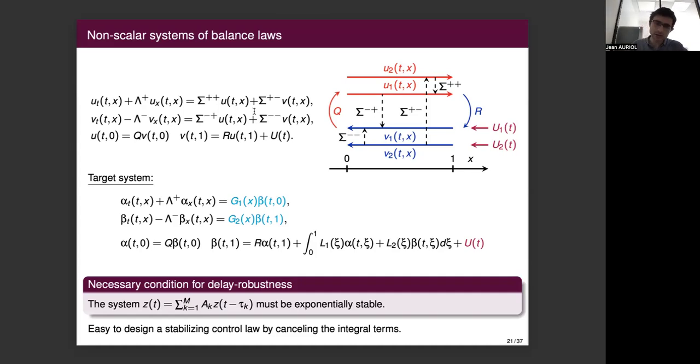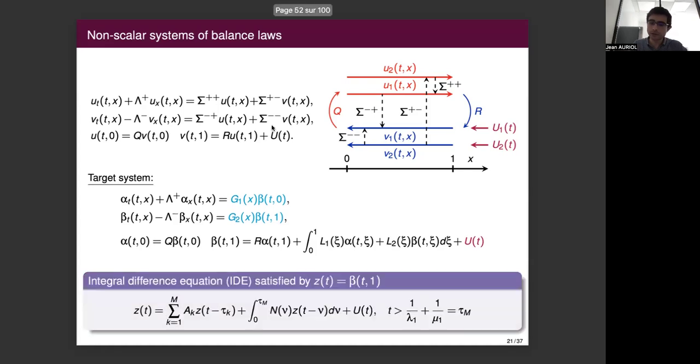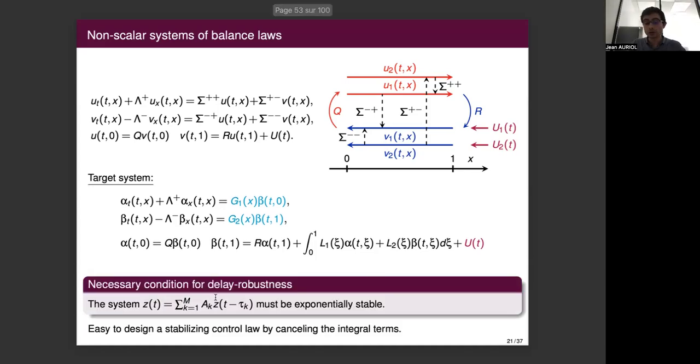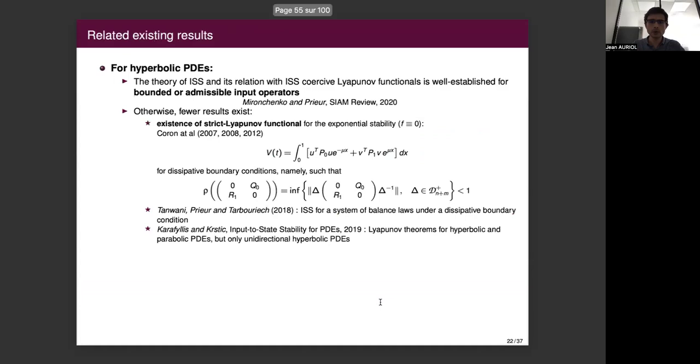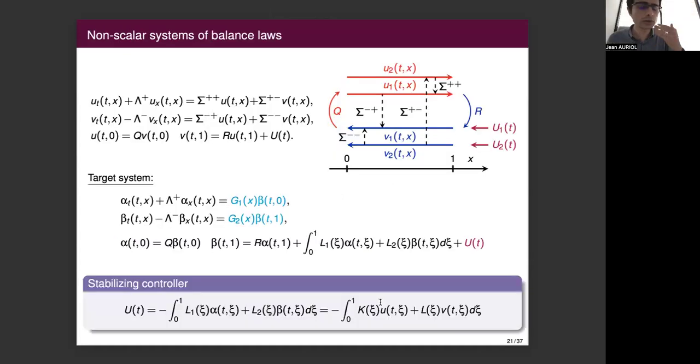So with this condition, it's easy to design a stabilizing controller because basically you just need to kill the integral terms as we did before. And so at the end of the day, you have just the difference part, which is exponentially stable. So this is a stabilizing controller, for instance. Okay, so for this PDE system, can we have a Lyapunov functional as we had for the scalar one?